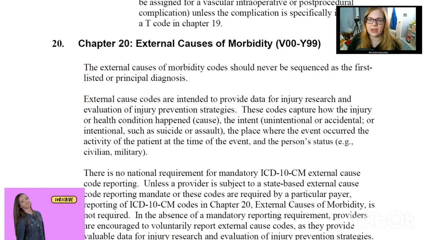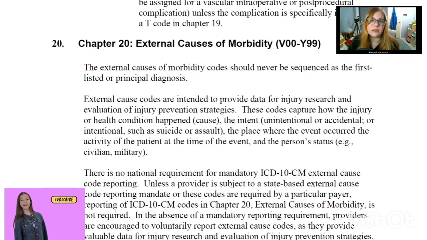They're something that in most cases you can push to the bottom of the list. Use of the external cause codes is not mandatory. It is used to provide additional data for injury research and for prevention strategies on why those injuries occurred. The codes capture how the injury occurred, what the cause was, and the intent. So was it intentional or unintentional? Was it a suicide attempt? Was it an assault? Where it occurred?